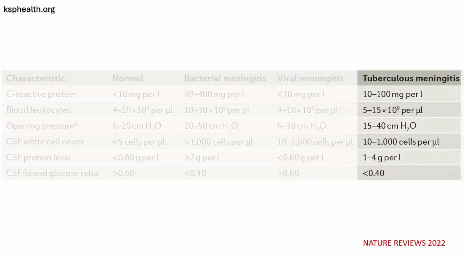In tuberculous meningitis, C-reactive protein is elevated. Blood leukocyte count is elevated. Opening pressure is high, but not to the extent of bacterial meningitis, 15 to 40. There is a leukocytosis in CSF, but predominantly lymphocytes, whereas in bacterial it is predominantly polymorphonuclear. There is an increase in protein content, and CSF blood glucose ratio is less than 0.40, similar to bacterial meningitis.